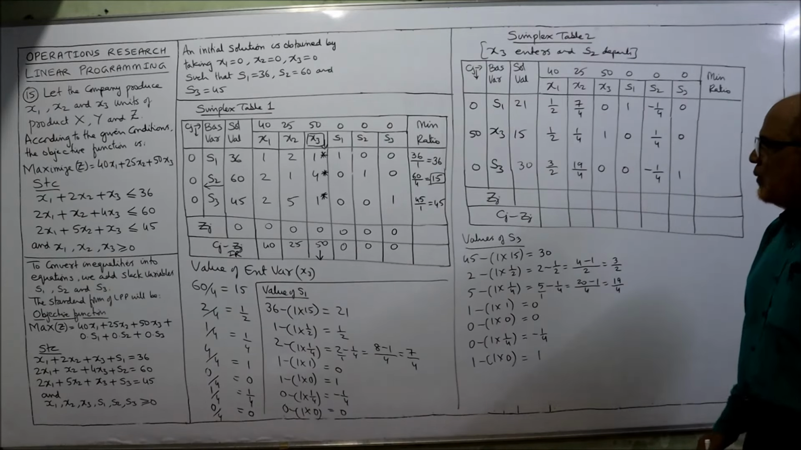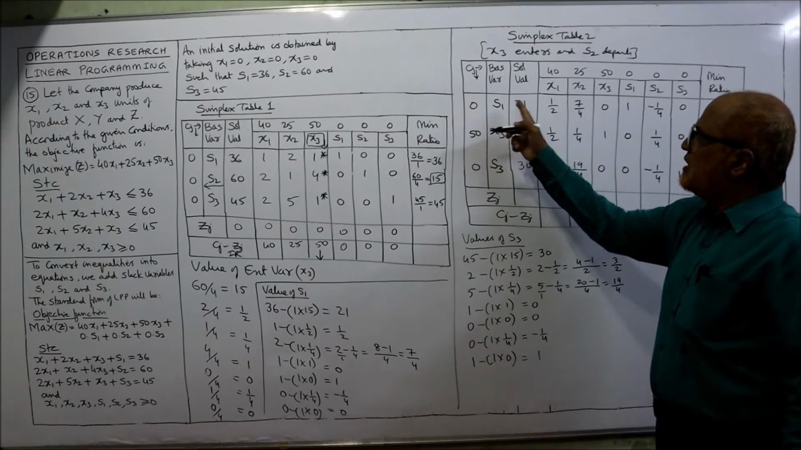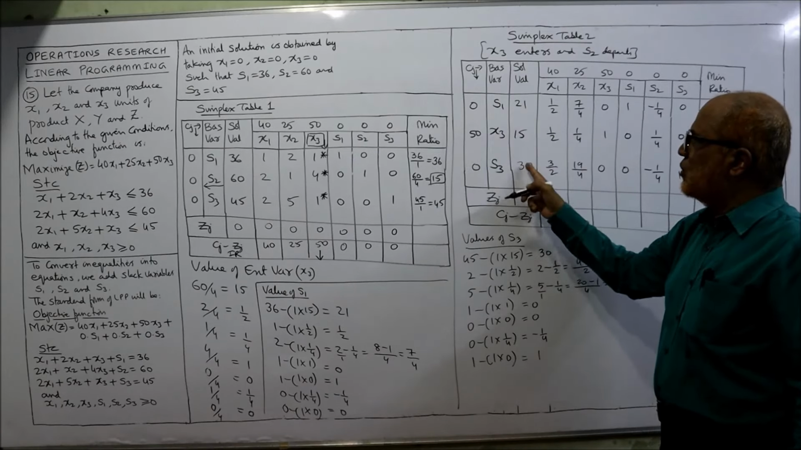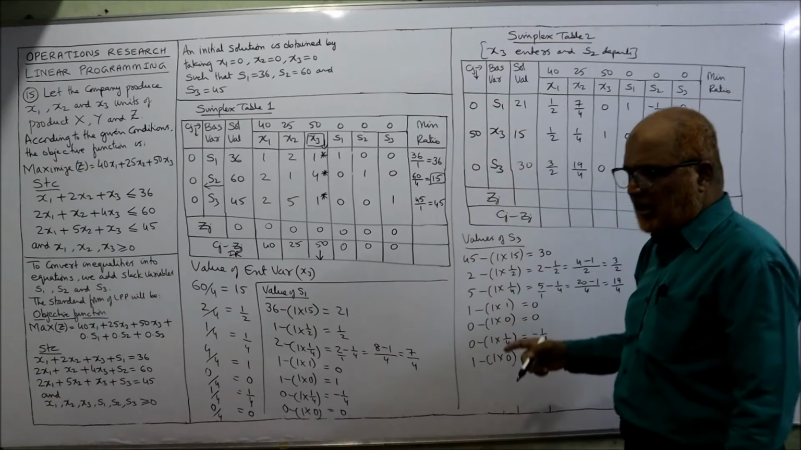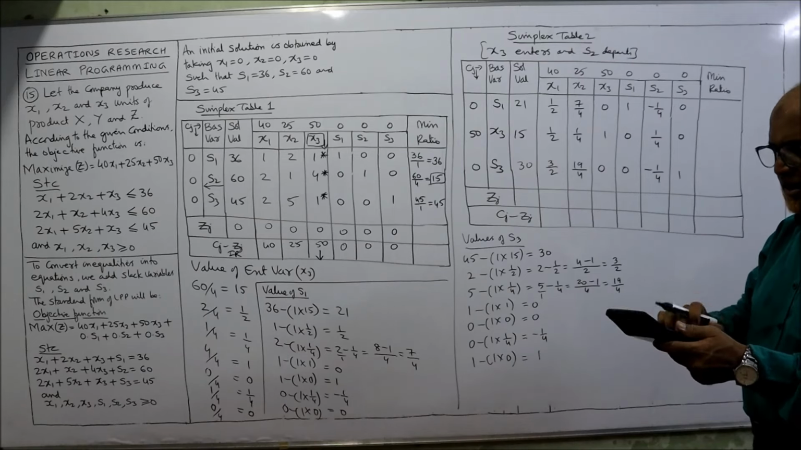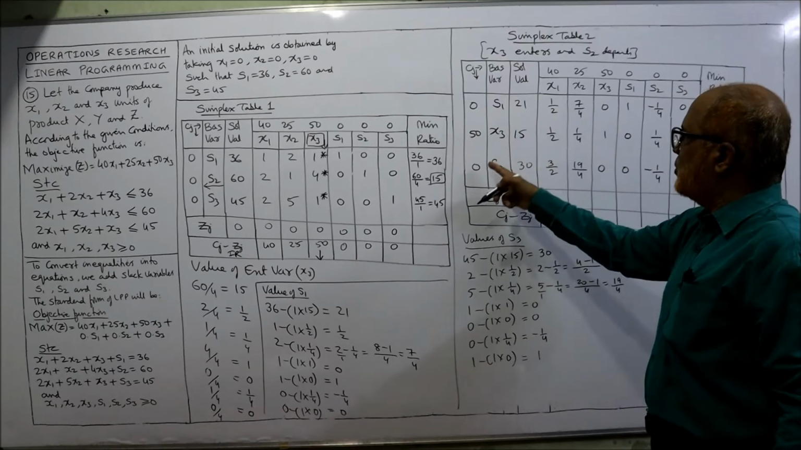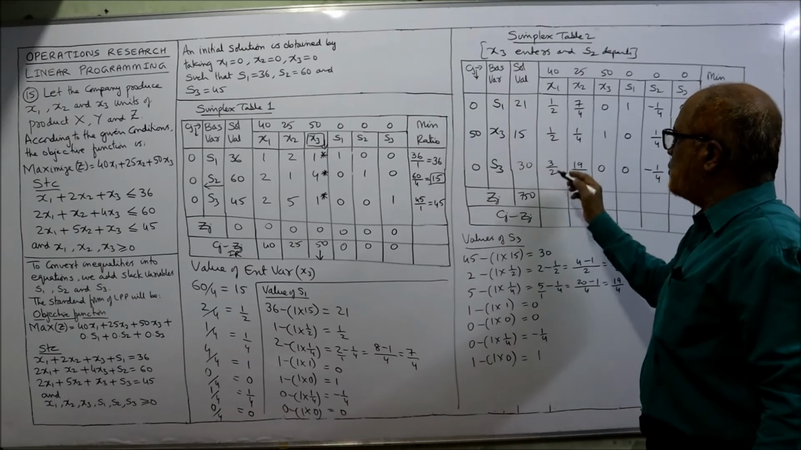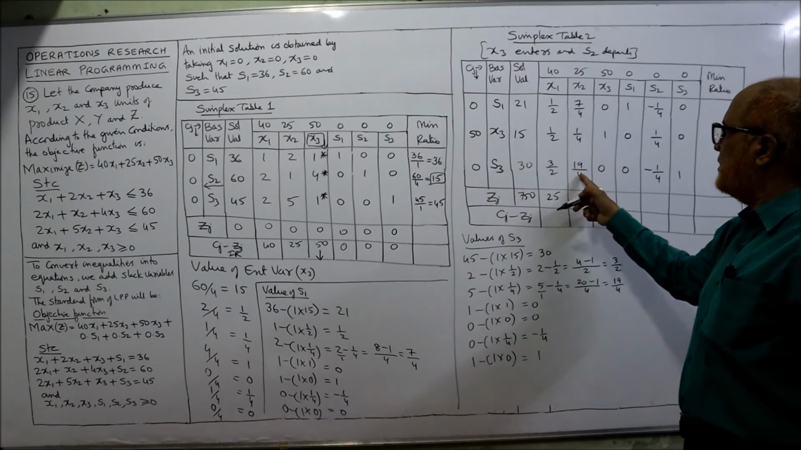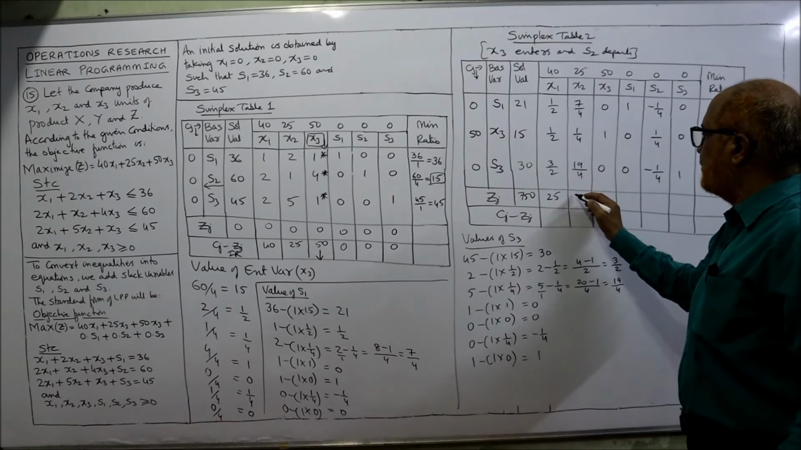That's it. Now we need to calculate the ZJ value. Multiply CJ with base values. 0 into 21, 0. 0 into 30 is 0. So only we have to multiply 50 into 15. So 50 into 15 comes to 750. Now here, 0 into half, 0. 0 into 3 by 2, 0. So 50 into half is 25. Here, 0 into 7 by 4, 0. 0 into 19 by 4, 0. So 50 into 1 by 4, 50 by 4.